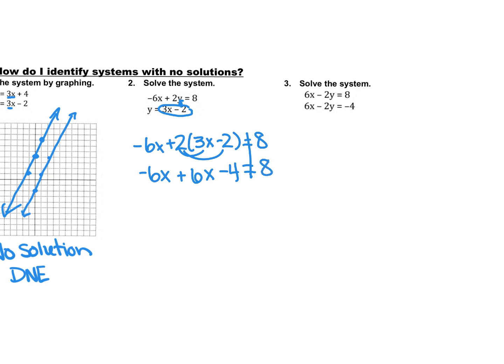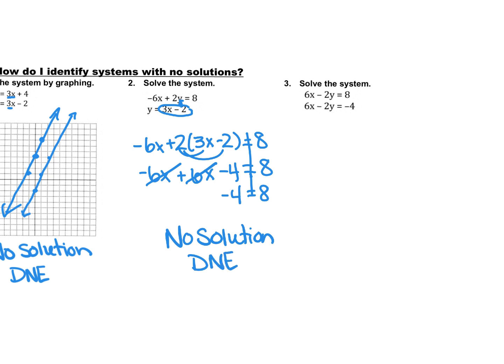I want you to notice what's happening with these x's. I have a negative 6x plus a 6x. Both of my variables have canceled out, and I have 0 x's. And remember when this would happen in the past, we would take down what we have left, which is the negative 4 and our 8. Here we have to ask ourselves, is negative 4 equal to 8? Well, they're not equal. So this here is a no solution, and we would put this in as a DNE.